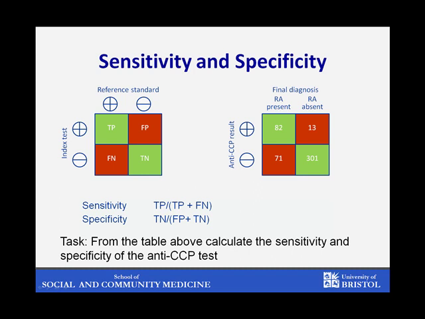If we go back to our 2x2 table, you can now see how we could calculate these values. In the case of sensitivity, we have true positive divided by true positive plus false negative, or the left-hand column total. And similarly, for specificity, we have true negative divided by true negative plus false positive, or the right-hand column total. Just have a look at the table for a minute to think about how you do the calculation.